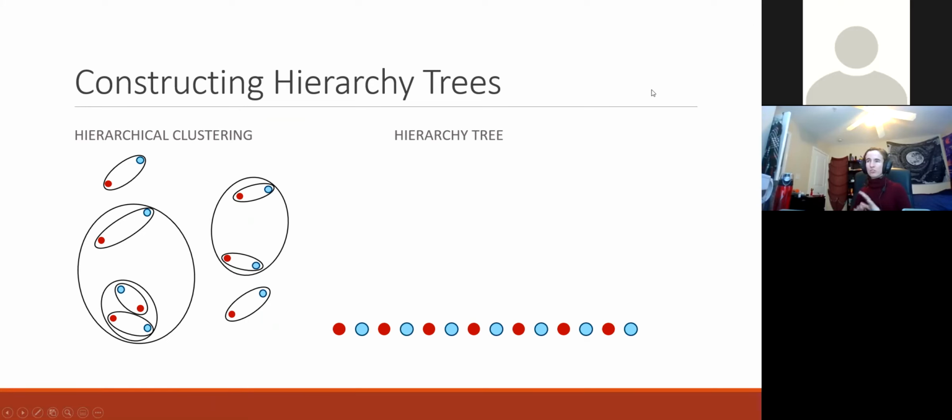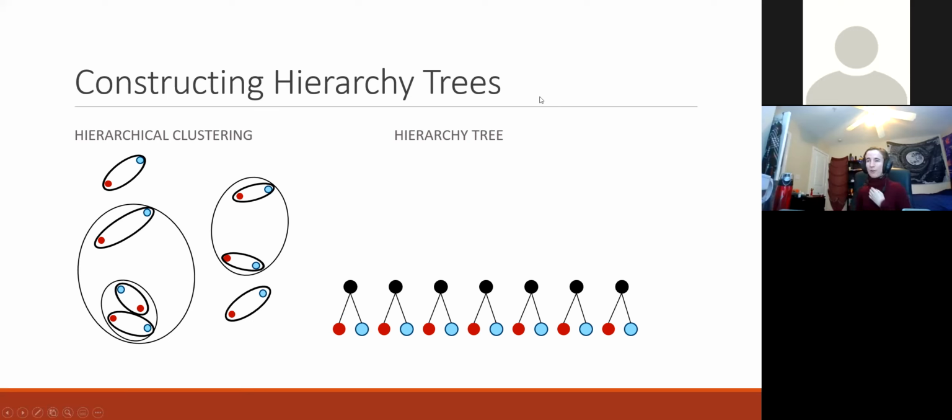So a useful tool we'll be using throughout this is the notion of a hierarchy tree. A hierarchy tree is simply a representation of a hierarchical clustering that can be used for things like analysis or just visualization of what your hierarchy looks like. So consider the hierarchical clustering on the left. To construct a hierarchy tree from this hierarchical clustering, we start with the leaves of the tree. The leaves are just going to be the data points of the input graph. So I've already drawn those out on the right. We've drawn the data points as the leaves of the tree.